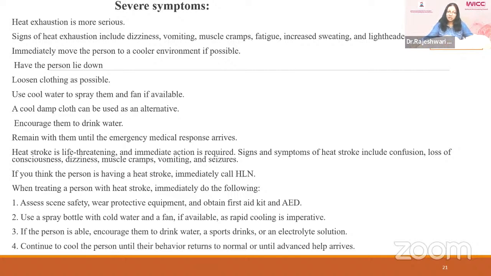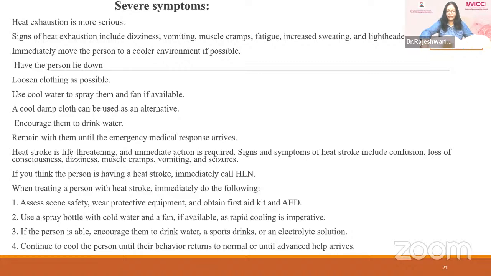Severe symptoms can happen. Heat exhaustion is much more severe and serious. What are the signs of heat exhaustion? Dizziness can happen, vomiting, muscle cramps, all this we discussed yesterday. So make the person lie down, loosen the clothing as much as possible, use cold water to spray them, use a fan, and keep them in an air-conditioned room. A cold damp cloth can also be used as an alternative if AC is not there. Encourage them to drink more water, give some good drinks, juices, and make them hydrated.